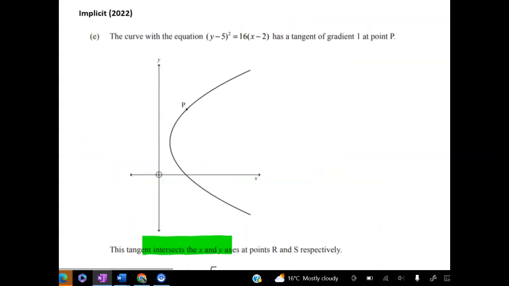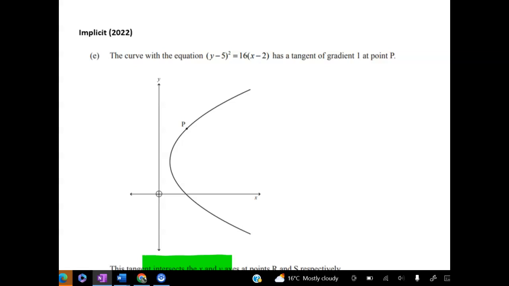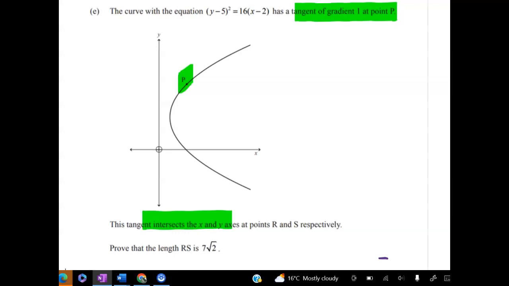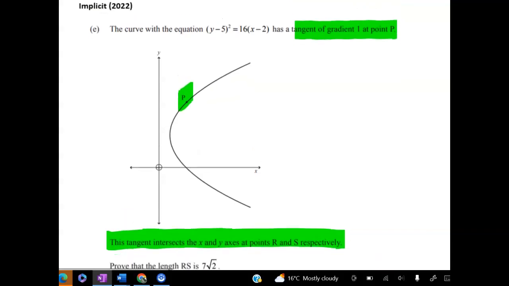So the first one is a classic NCEA nice applications problem. You've got to do some differentiation, but it's got a purpose, right? We've got a curve that looks like this, and it's got a tangent of gradient 1 at point P, right? And so we've got to figure out, obviously, where is point P, because we're told that this tangent line intersects the x and the y axes at points R and S respectively.